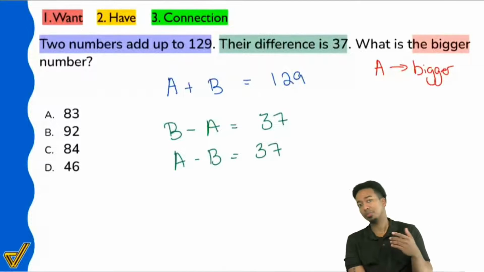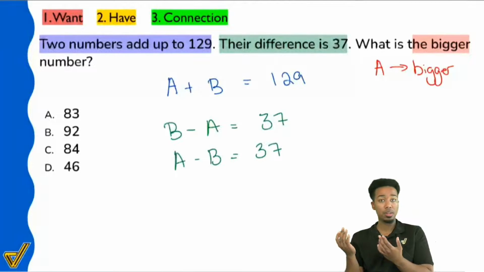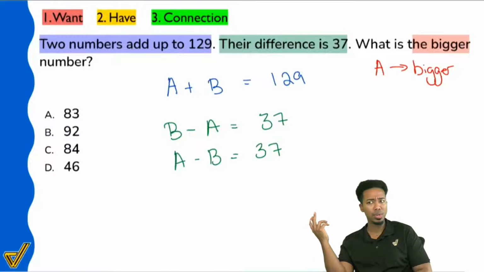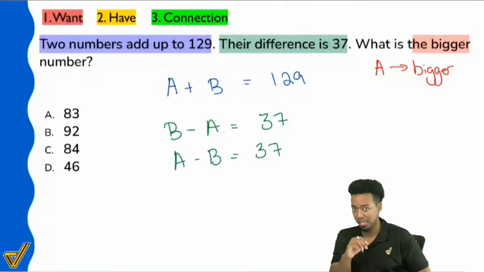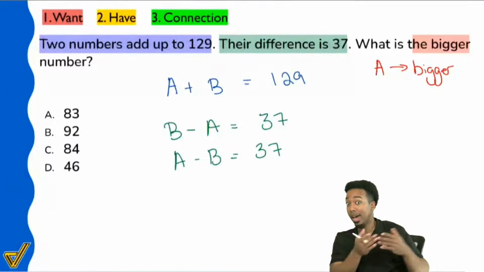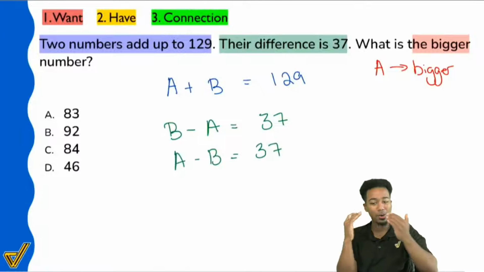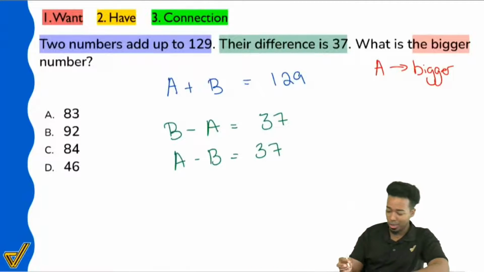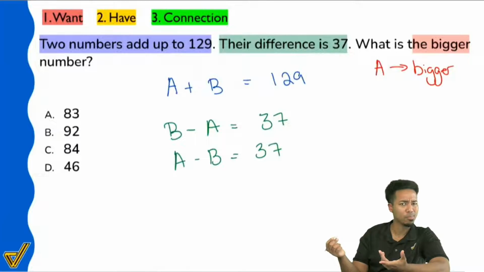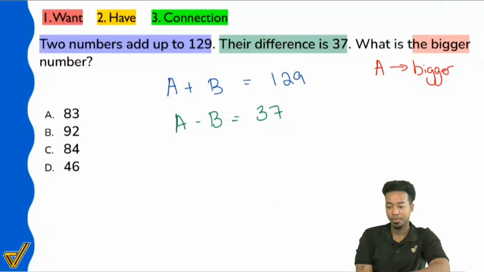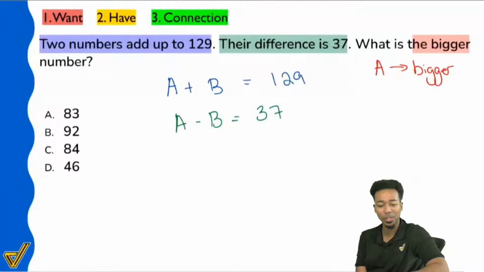The reason why is because if we say that A is the bigger number, then A minus B will be a positive 37. If we did B minus A, it would still be 37, but it would be a negative 37, because a small number minus a huge number is always going to be negative. So we have to make sure we think about how this actually makes sense. You can't do B minus A if you're saying A is the bigger number. It would be A minus B, so you can get a 37 as the difference. Exactly, one will give you a negative.